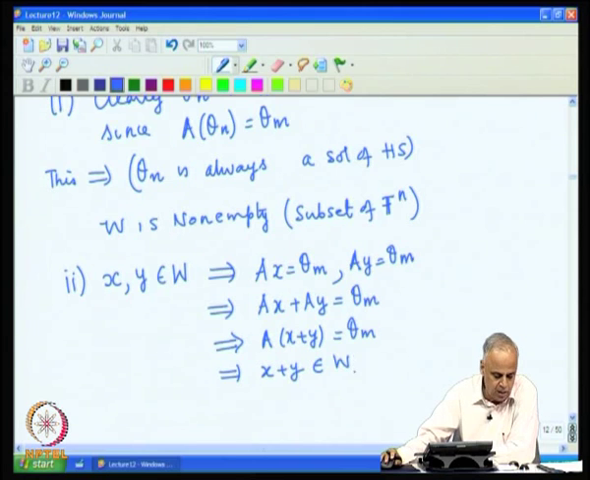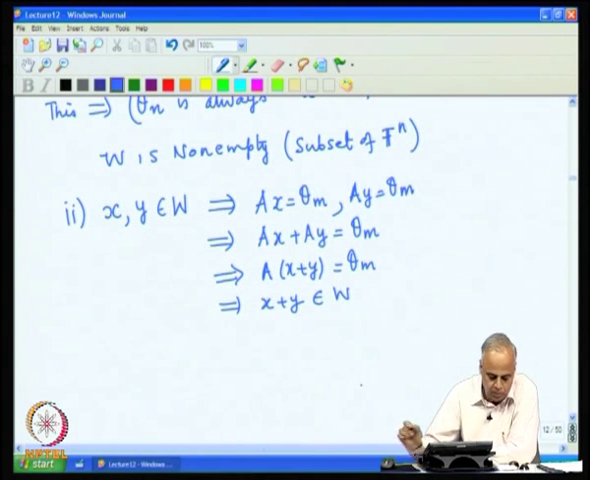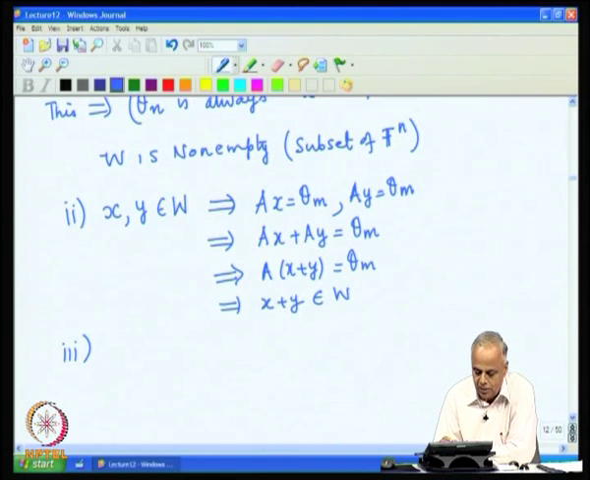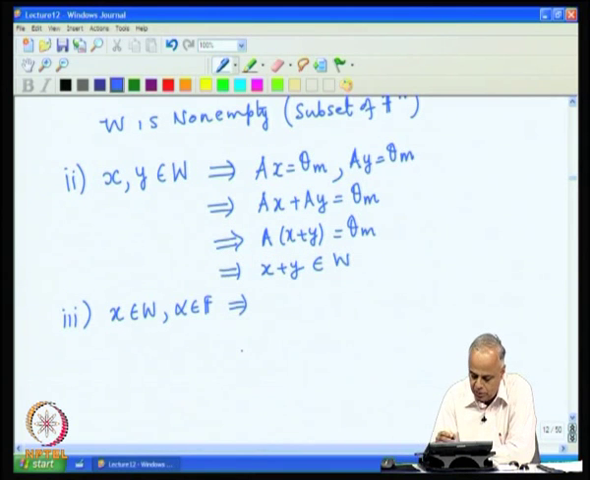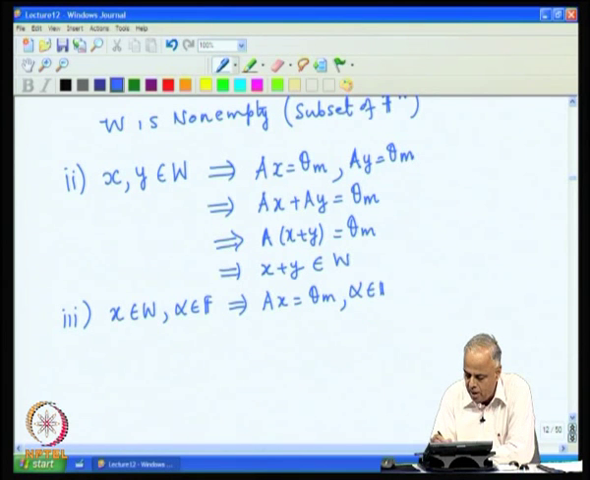This proof is exactly alike to the last example, the sum. The next thing that we have to verify is the fact that it is closed under scalar multiplication. So, x is in W, alpha in F. We will go through this as in the previous example, which says A x equal to theta m, because x is in W and alpha is in F.